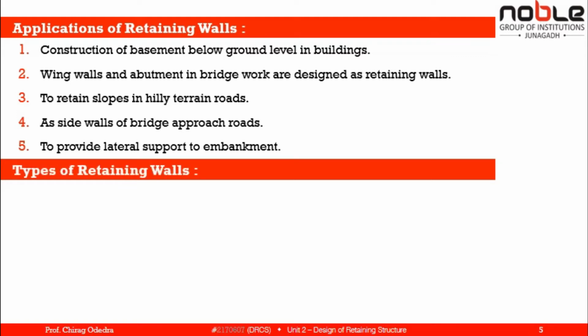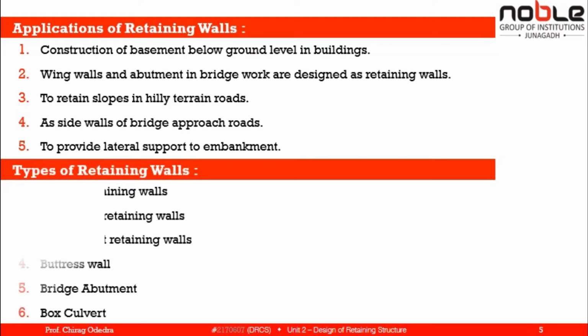So next is the types of retaining wall. There are six different types of retaining wall, that is gravity retaining wall, cantilever retaining wall, counterfort retaining wall, buttress walls, bridge abutments, and box culverts. So now let us discuss all these types of retaining wall in detail one by one.